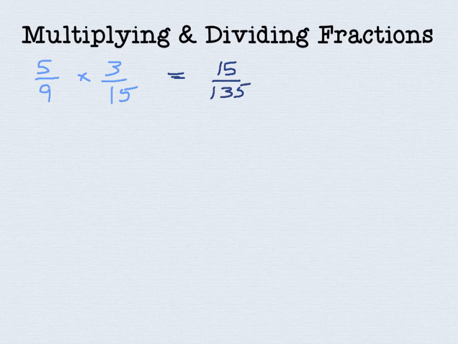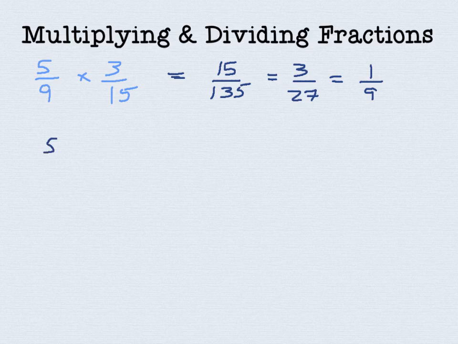To reduce that fraction, you have to find a common factor that goes into both. Let's say you divide them both by 5. 5 goes into 15 3 times on the top, and 5 goes into 135 27 times. Both of those numbers are still divisible by another number, each divisible by 3, so 3 goes into 3 once, 3 goes into 27 9 times. And 1/9 is the lowest terms for the question of 5 over 9 times 3 over 15.